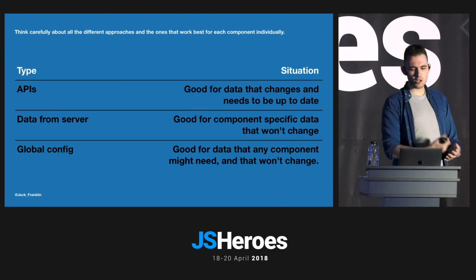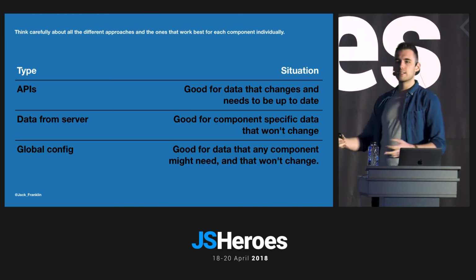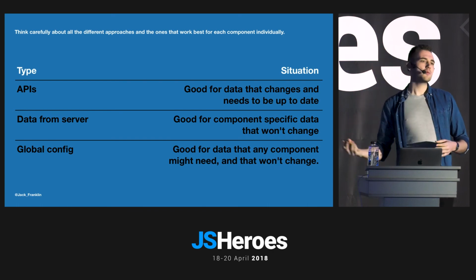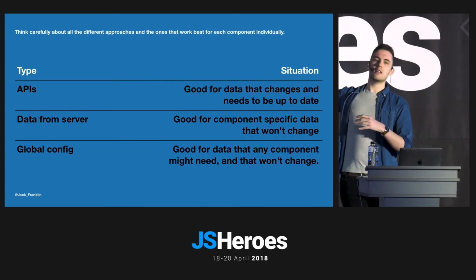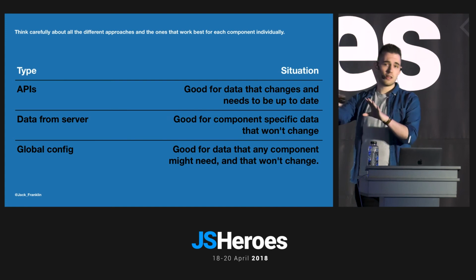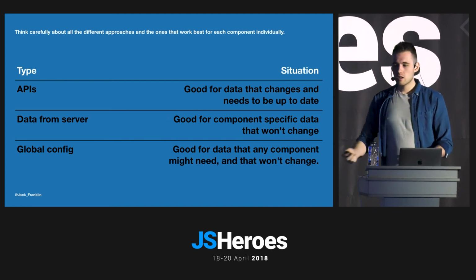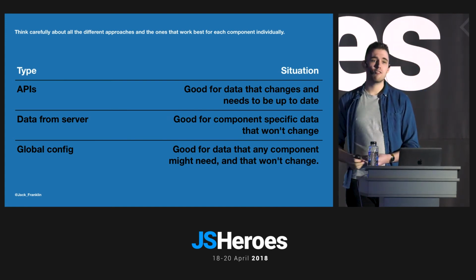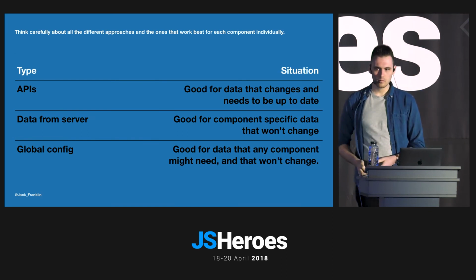These approaches have pros and cons. APIs are good for more complex data that's changing all the time. But the issue is that if you render a component and it then needs to fetch data, that's slower before you get the data in front of the user. There are pros and cons to each one. You should think carefully about what works best for you.